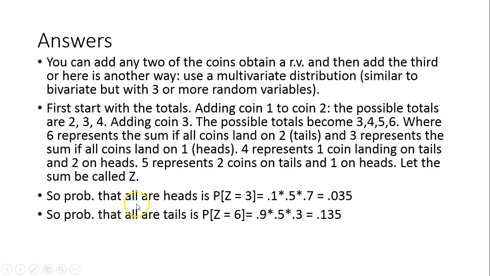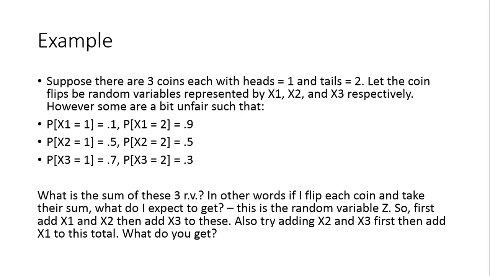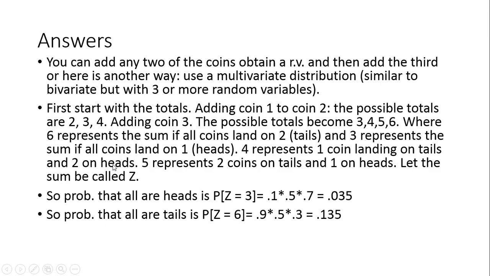So probability that all heads is probability that z equals 3, which is 0.1 times 0.5 times 0.7. How did I get those numbers? I just look here. Probability of heads for the first one is 0.1. Probability of heads for the second one is 0.5. Probability of heads for the third one is 0.7. And what about the probability of tails, or z equals 6? 0.9 times 0.5 times 0.3. It's 1 minus those, right?